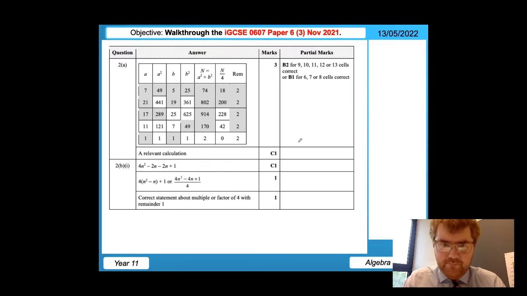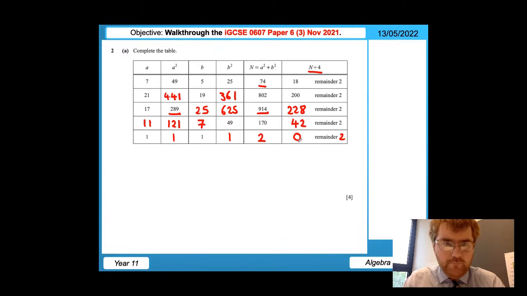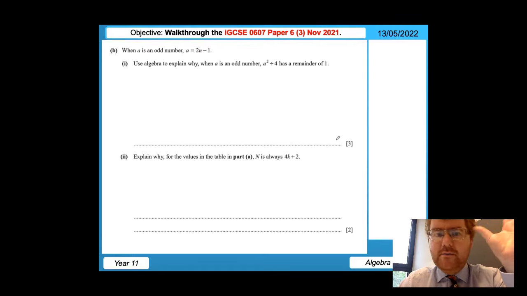As you can see there, they are happy with that as well. So that last one is just thinking, well, there's nothing there, but you've got the remainder 2 as well. Okay, and on to part B, so a little bit of algebra.